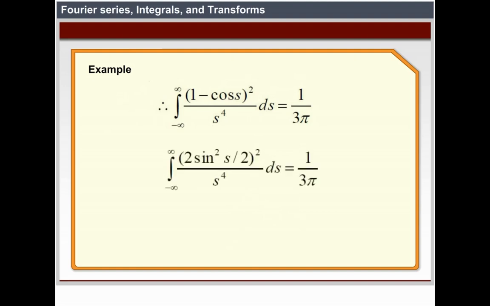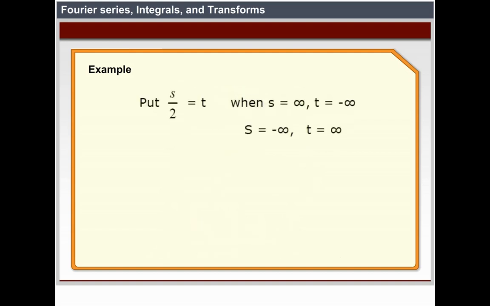The integral from −∞ to +∞ of (2 sin²(s/2))² / s⁴ equals π/3, so the integral from −∞ to +∞ of sin⁴(s/2) / s⁴ ds equals π/12. Put s/2 = t. When s equals infinity, t equals infinity; when s equals minus infinity, t equals minus infinity.